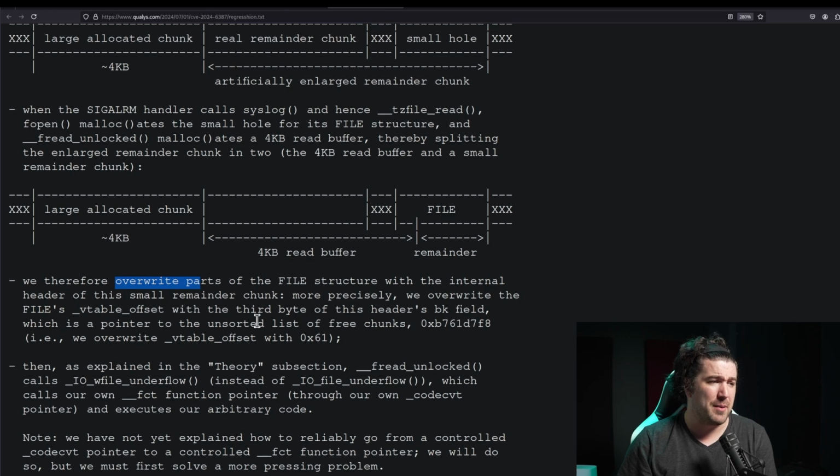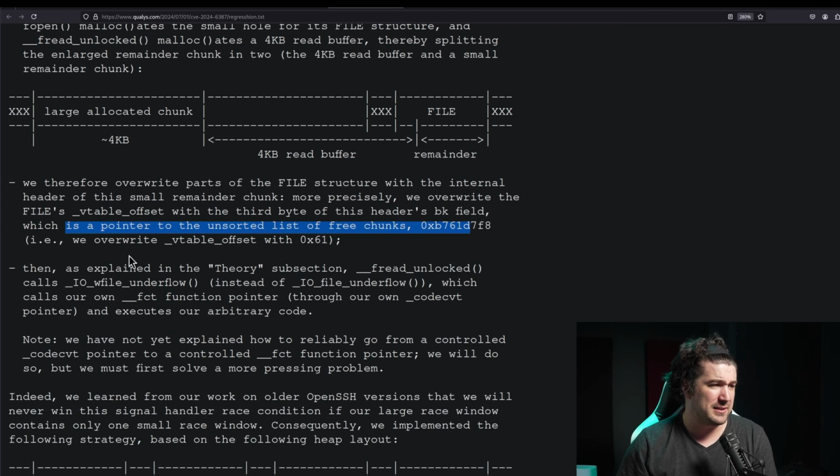We therefore overwrite parts of the file structure with the internal header of this small remainder chunk. More precisely, we overwrite the file's vtable offset with the third byte of the header's bk field, which is a pointer to the unsorted list of free chunks. Then, as explained in the theory subsection, freed unlock calls IOW file underflow instead of IO file underflow, which calls our own FCT function pointer and executes our arbitrary code.